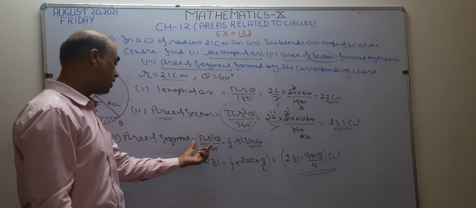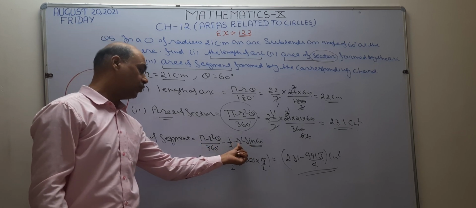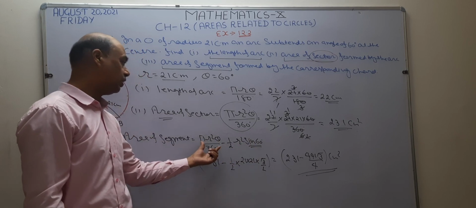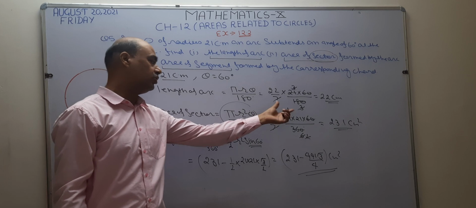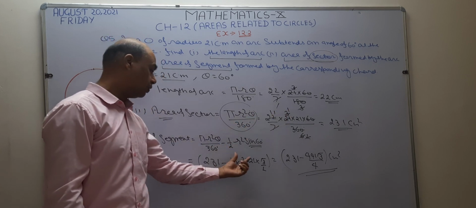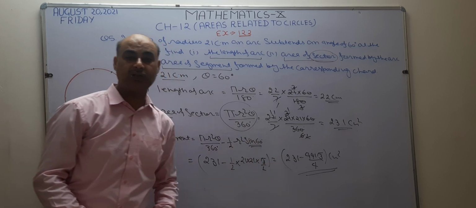Area of sector minus area of triangle. Area of triangle, you know the formula 1/2 r square into sin theta. Area of sector is pi r square theta upon 360 degree. This we calculated already, so instead of this I will write directly 231. After that calculate the area of triangle. So this is your answer. I hope it is clear now.